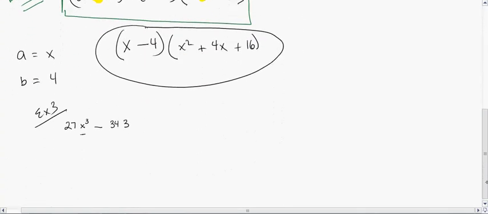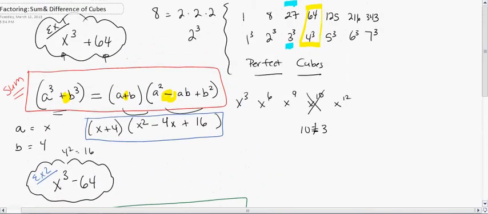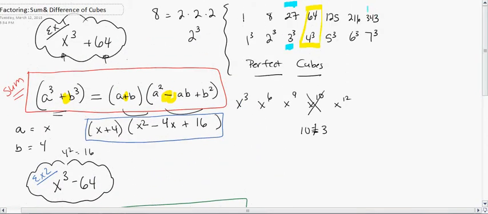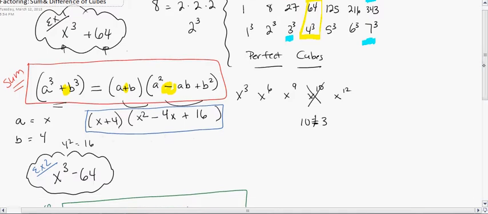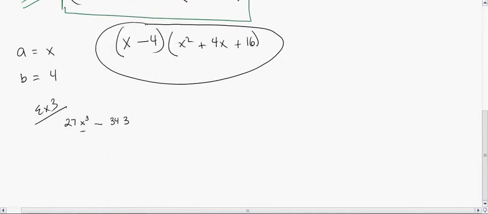What about that second term? 343. 343, oh, yep, there we go. That's also a cube. Cube root of 343 is 7. Now we're good to go. Step 1, figure out A and B. A is the cube root of 27x cubed. So that's going to be just 3x. Cube root of 343 is 7.